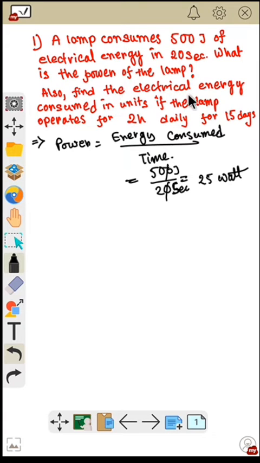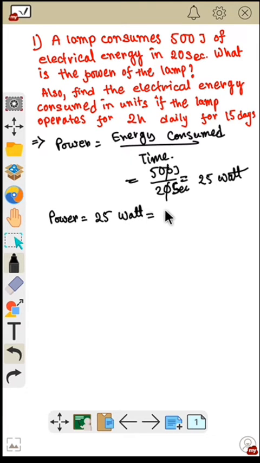Find the electrical energy consumed. Now you have to calculate the energy consumed in unit, if the lamp operates for 2 hours daily for 15 days. Now what is the power? Power is 25 watt.